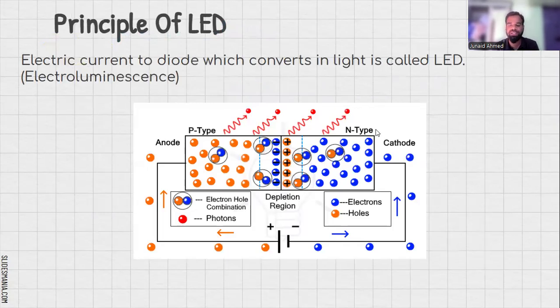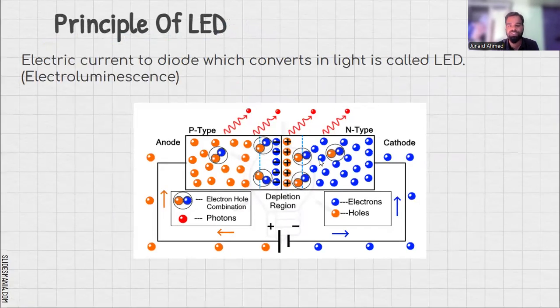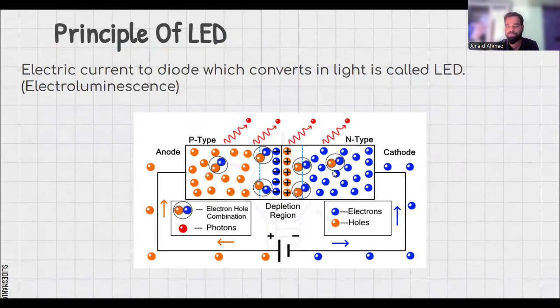Whenever electric current is passed through the p-n junction diode, an electron gets a sufficient amount of energy in the N region, and this electron is able to jump from the N region across the depletion region to the P region, and when it recombines with a hole, it will produce light.